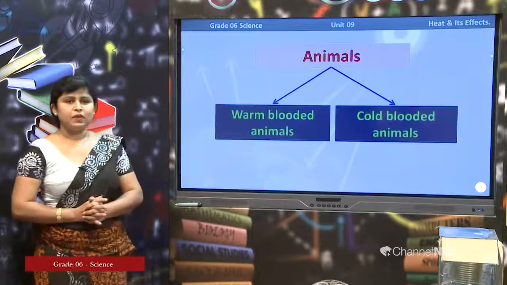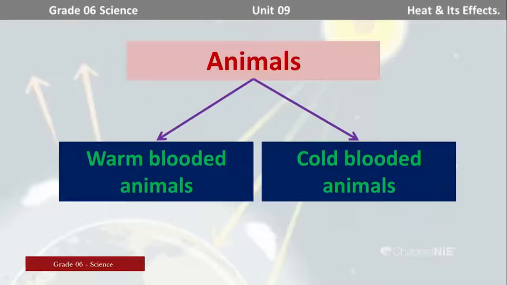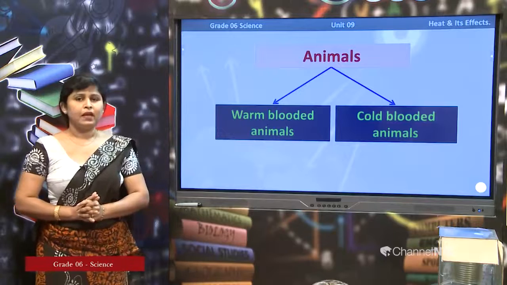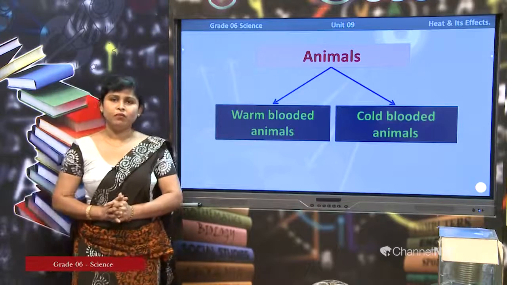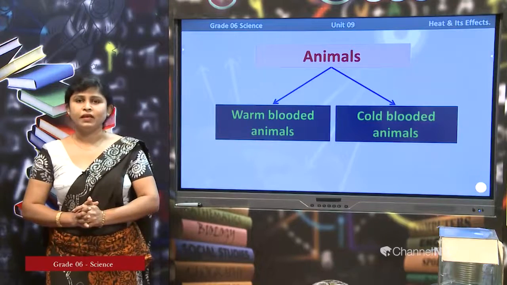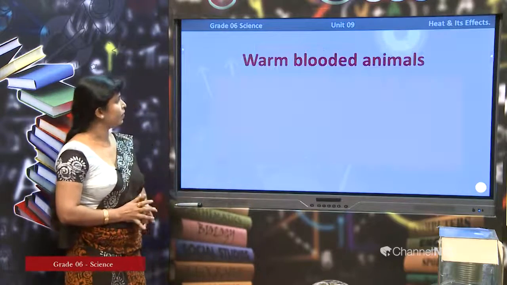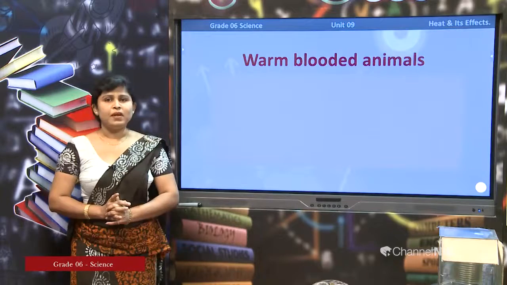The animals can be grouped into two: warm-blooded animals and cold-blooded animals. According to their ability of changing their body temperature, we can group them as warm-blooded animals and cold-blooded animals, right? Let's take one by one. Now, I am going to explain what the warm-blooded animals are and what the cold-blooded animals are. Warm-blooded animals.